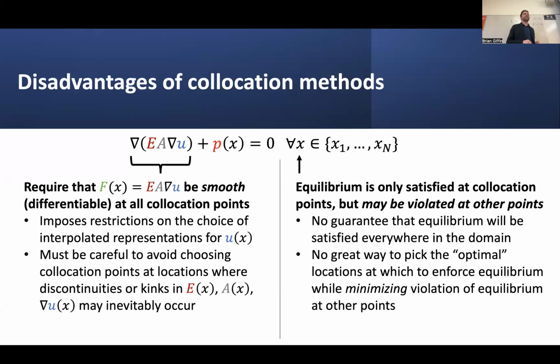We're just picking a discrete number of points at which we're saying, let's satisfy equilibrium here, but you could have gross violations of equilibrium at these intermediate points. So that's another issue with these collocation methods. Really, the first one of these problems is the one that makes it almost impossible to solve practical engineering problems. But they're both equally concerning. So we need to find a way around both of these problems.